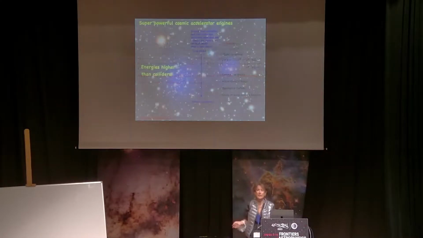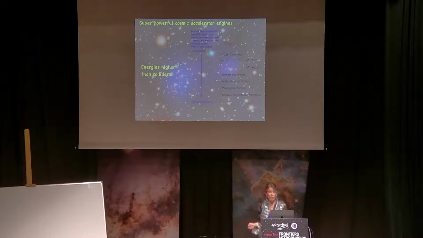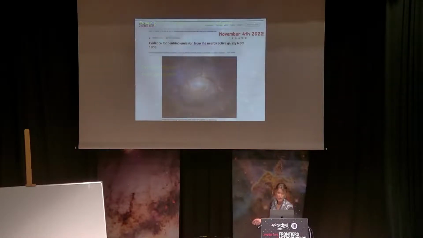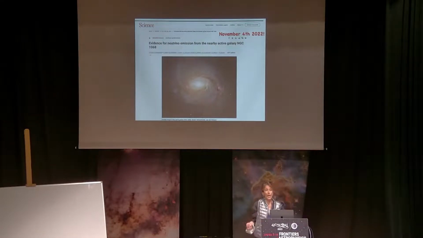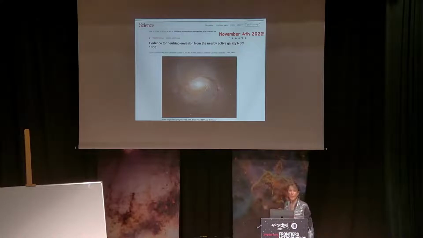And this is precisely what has been detected. You have been so lucky. On November 4th, less than 1 month ago, there was a discovery from the IceCube collaboration of a source of high energy neutrinos. They have detected this source from the active galaxy NGC 1068. So this was announced on November 4th.